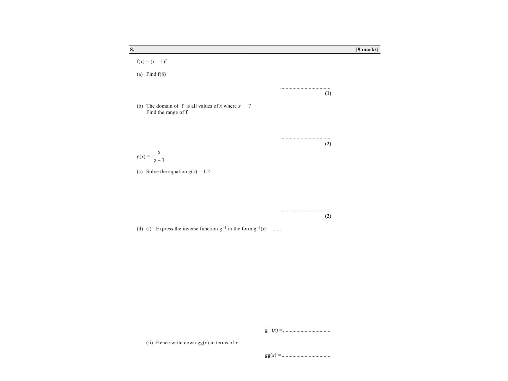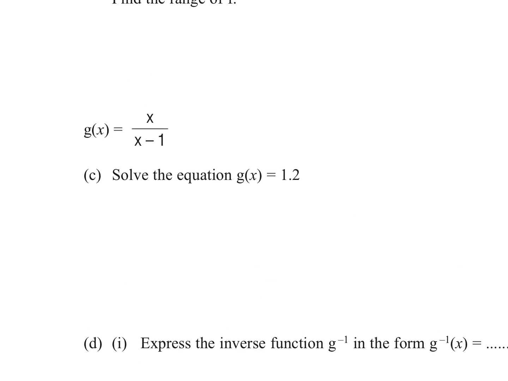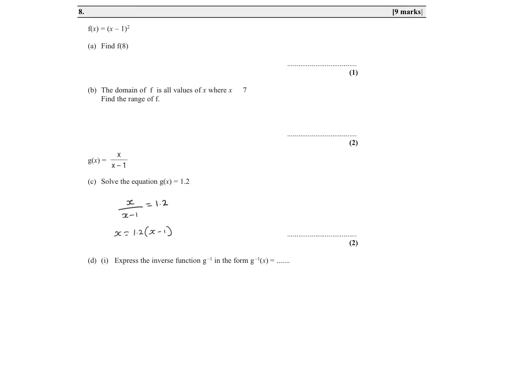Question 8. Again, very similar. However, for part C, when it says solve the equation g of x equals 1.2, all we're going to do is write x over x minus 1 equals 1.2, multiply both sides by x minus 1, expand, solve, simplify.